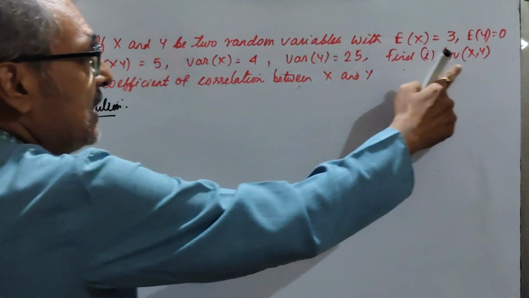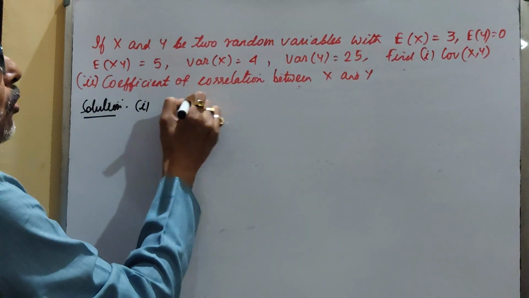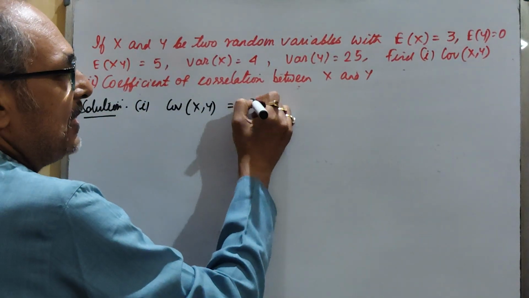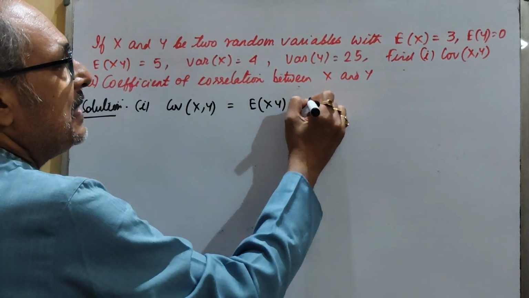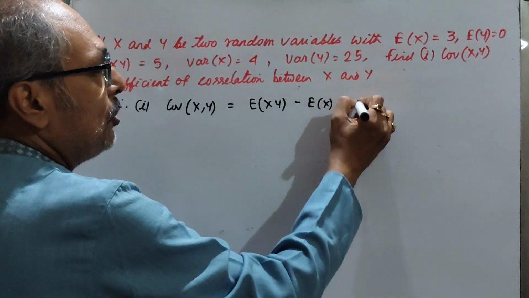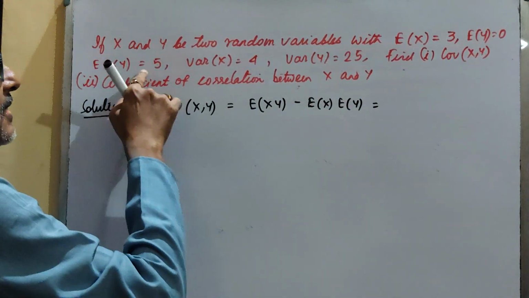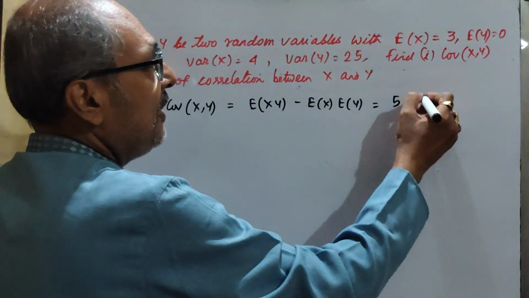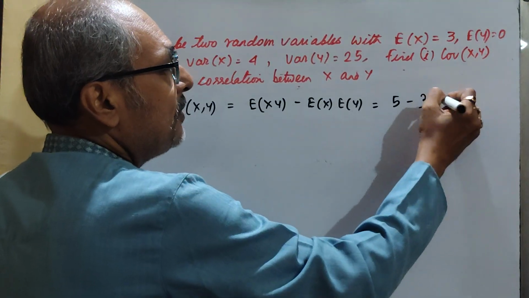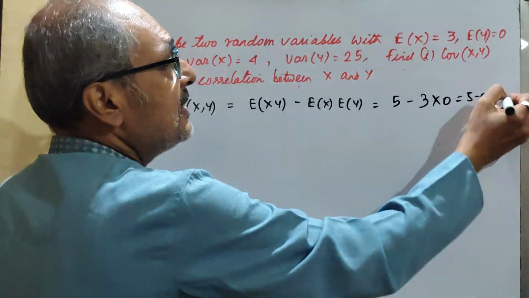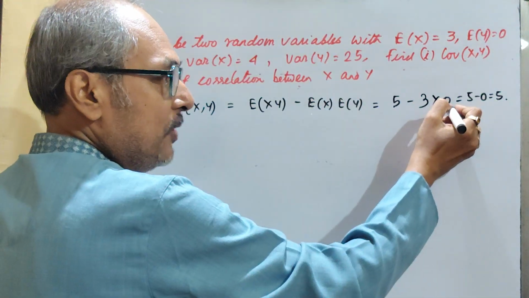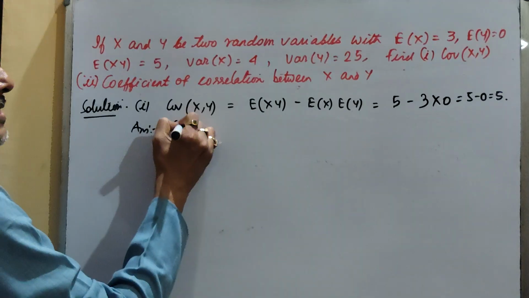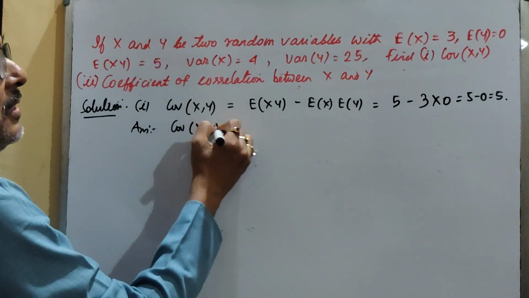First we find the covariance between X and Y, Cov(X, Y). The formula for Cov(X, Y) for two random variables X and Y is the expectation of XY minus the expectation of X into the expectation of Y. Now the values are given. E of XY is 5, minus E of X is 3, and E of Y is 0. Therefore 5 minus 3 into 0 equals 5 minus 0 equals 5. Therefore the answer of this first part is Cov(X, Y) equals 5.